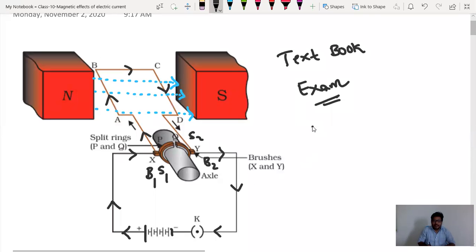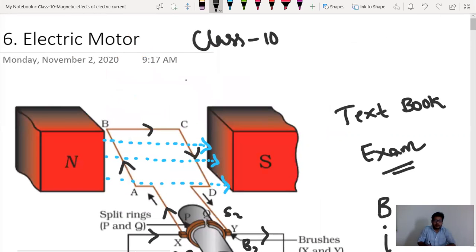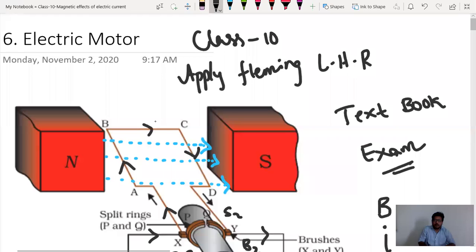So we have the magnetic field, which is represented with B, and current, which is represented with I. Now what is remaining? Force, that's it, right? Three parameters we have to consider: magnetic field, current, and force. Now you see guys, apply Fleming's left hand rule.